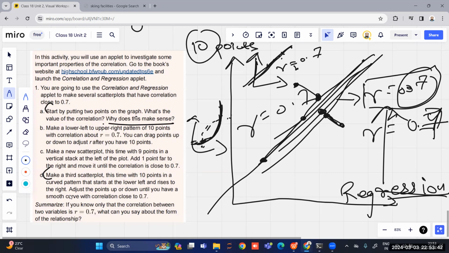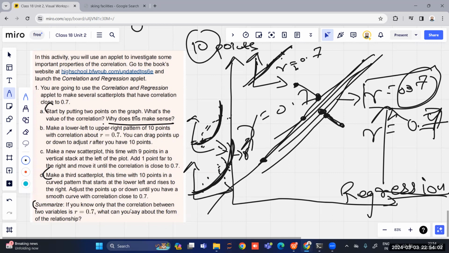Okay, so adjust the points up or down until you have a smooth curve with correlation close to 0.7. For suppose, in this case it is coming like this. So what we have to do is adjust all the 10 points on this smooth curve such that R is again 0.7. So what does it do?